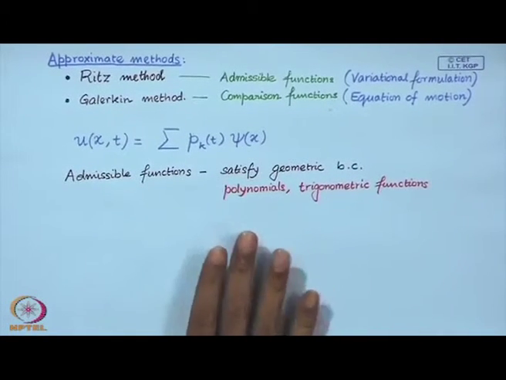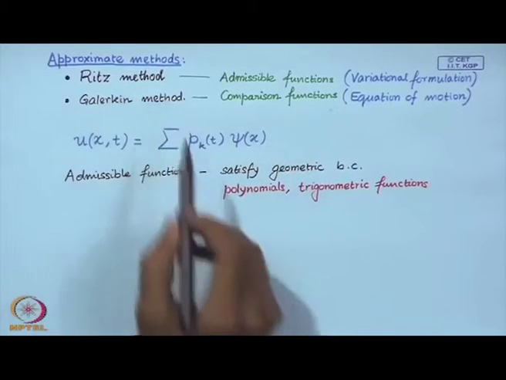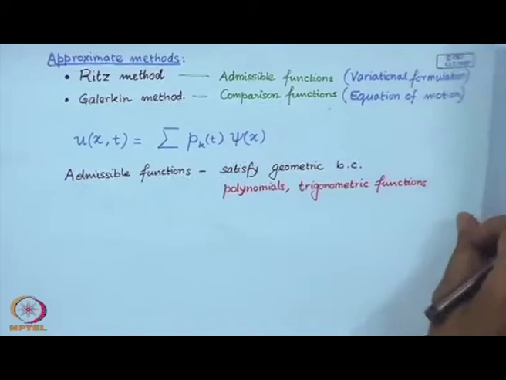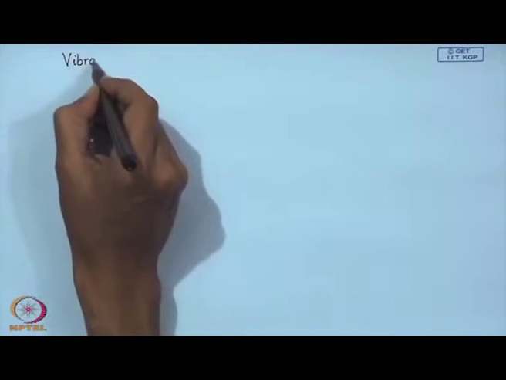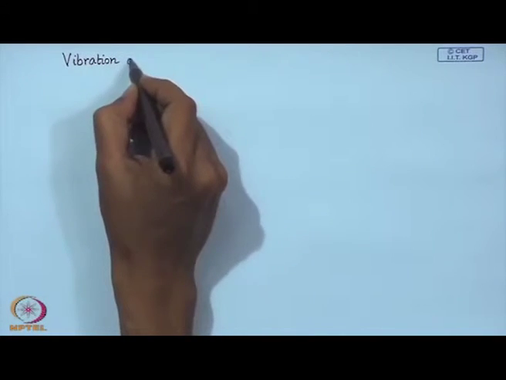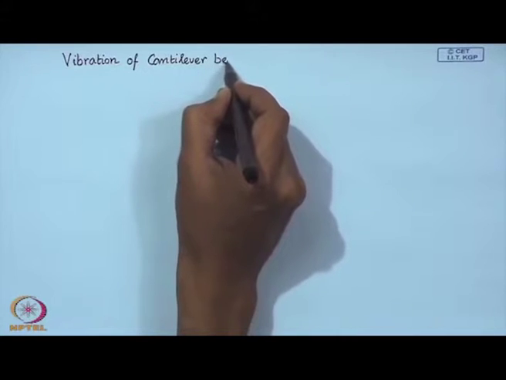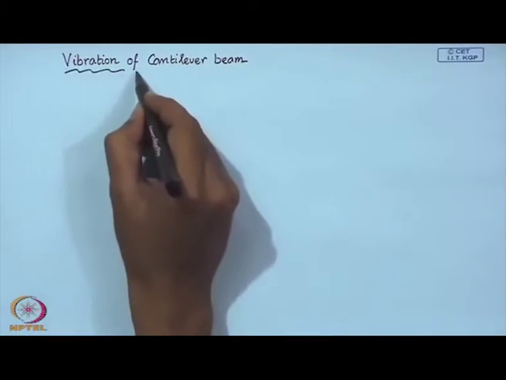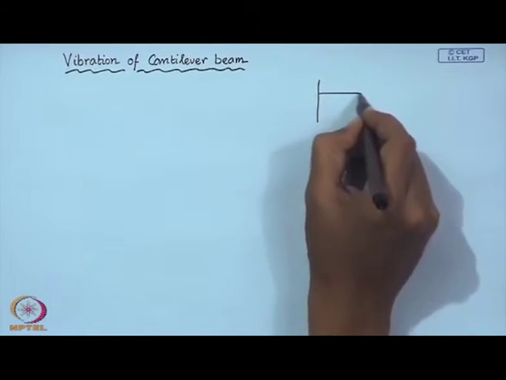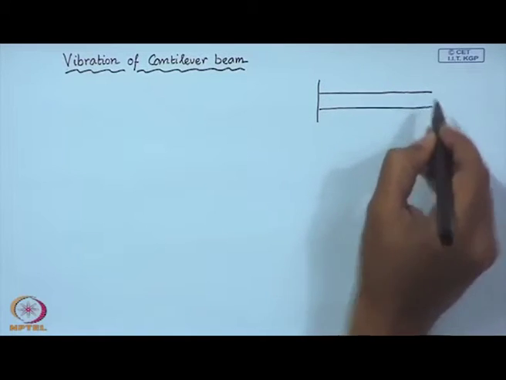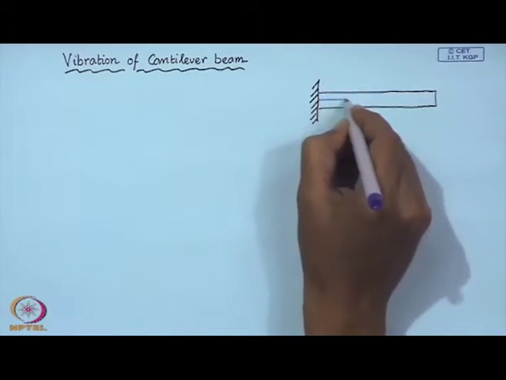Now, today we are going to look at the application of the Ritz method for certain problems in beams. So, the first problem is that of the vibrations of a cantilever beam. So, let us consider this cantilever beam.